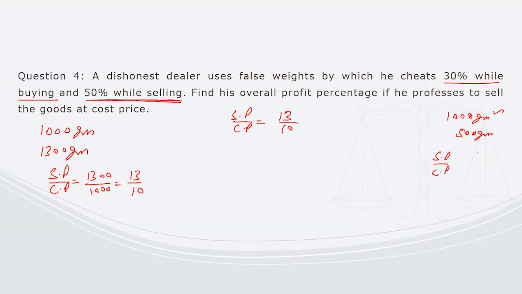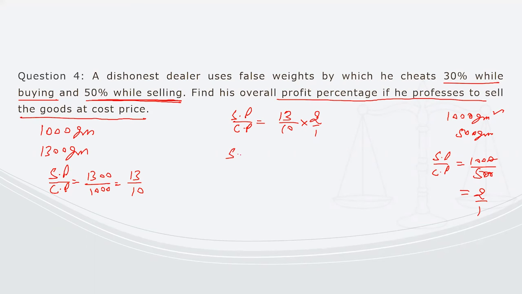He's going to tell his customer that, look, 1,000 grams. So his selling price will be for 1,000 rupees, but his cost is only for 500 rupees. So it's going to be what? It's going to be the value equal to 2 by 1, right? So I'm going to multiply it by 2 by 1 over here. Find his overall profit percentage if he professes to sell the goods at the cost price, right?